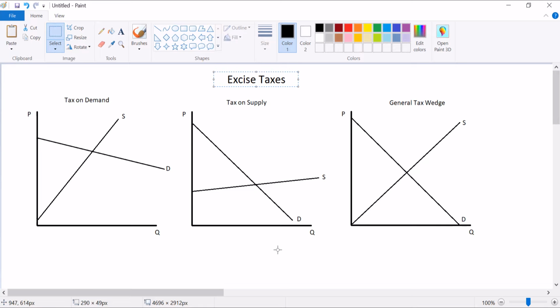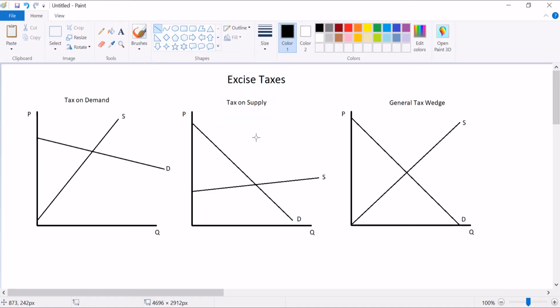So I got three supply and demand graphs here. On the left, we're going to show what happens when there's a tax on demand. In the middle, we're going to show what happens when there's a tax on supply. And on the right, I'll show you a general trick because it doesn't actually matter if you tax demanders or suppliers in a competitive market. Mind blown, guys. It doesn't actually matter.